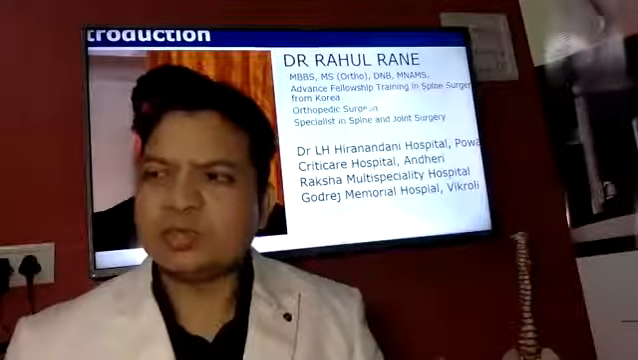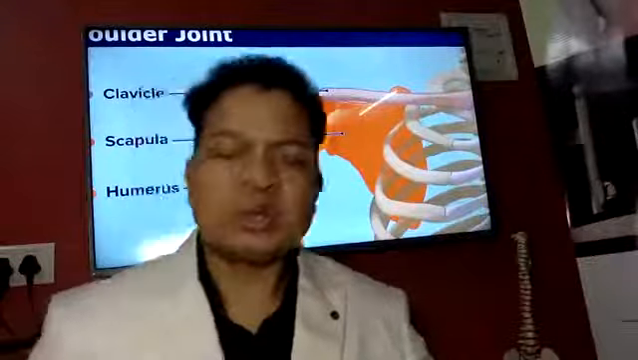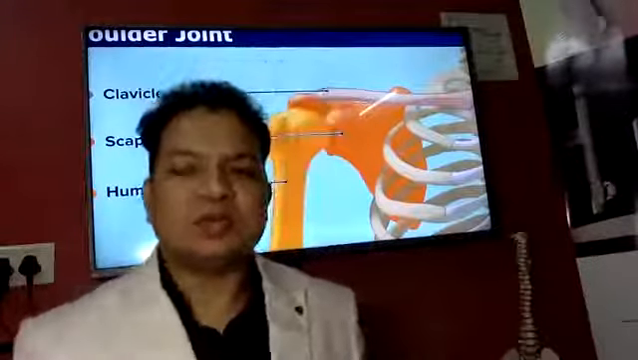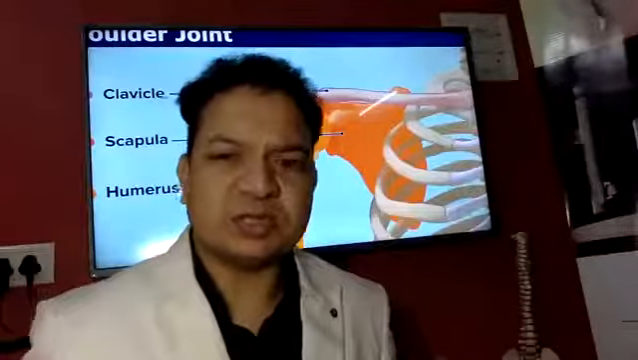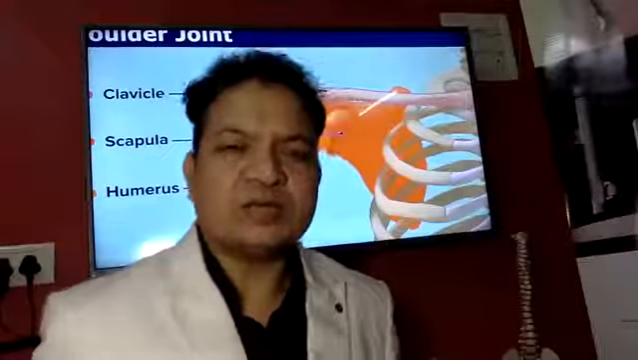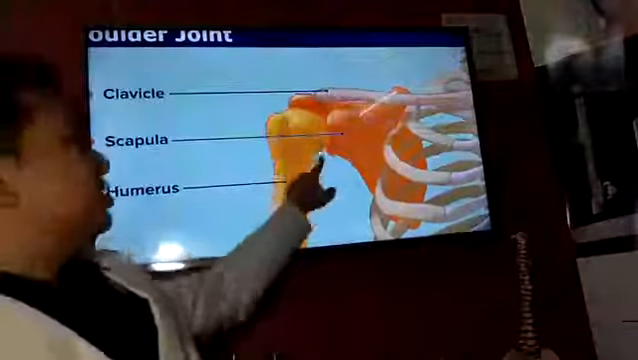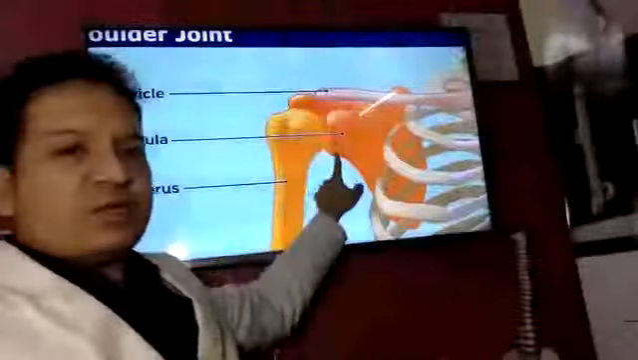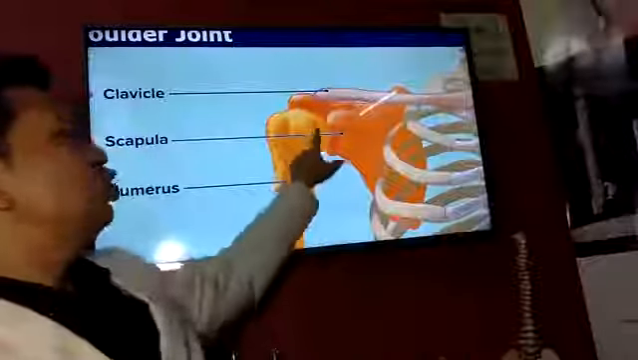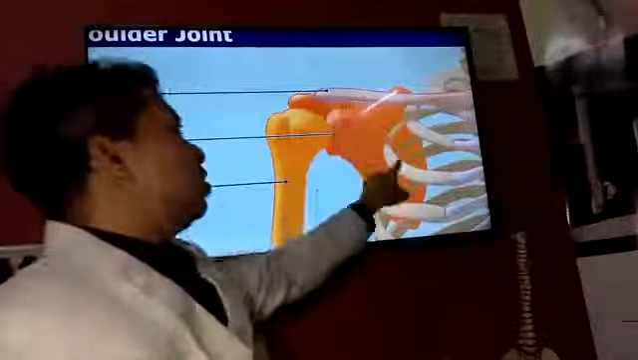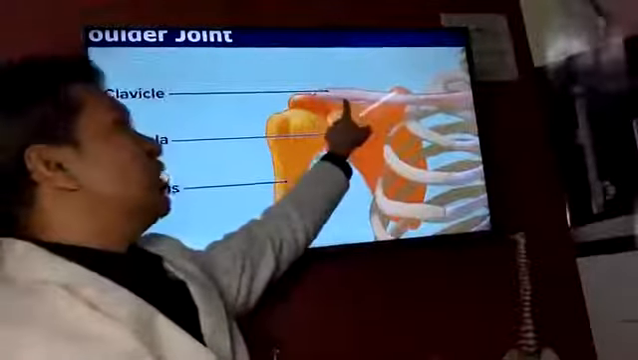Let's go to today's topic, the shoulder joint. As we know, the shoulder joint looks like a simple thing, but it's a very complex structure. So you can see what our shoulder joint is. If you can see over here, the shoulder joint is formed by this humerus bone. This is the scapula, the shoulder blade, and this one is the collarbone called clavicle.